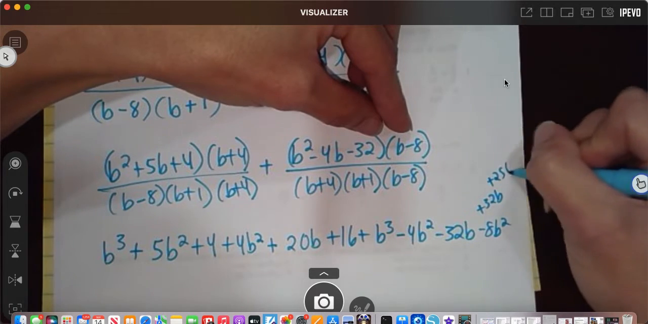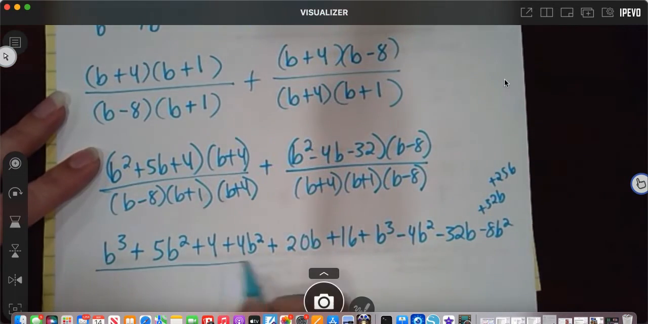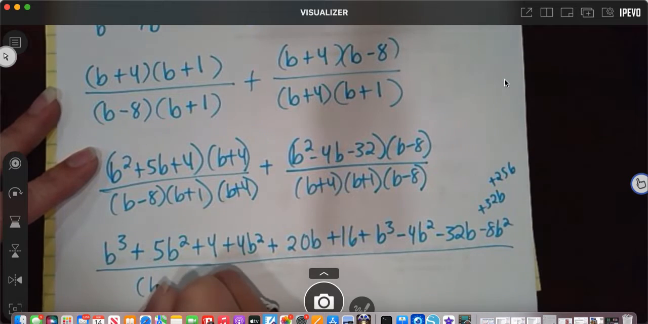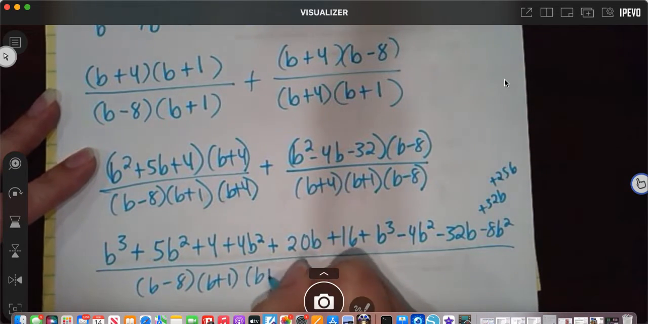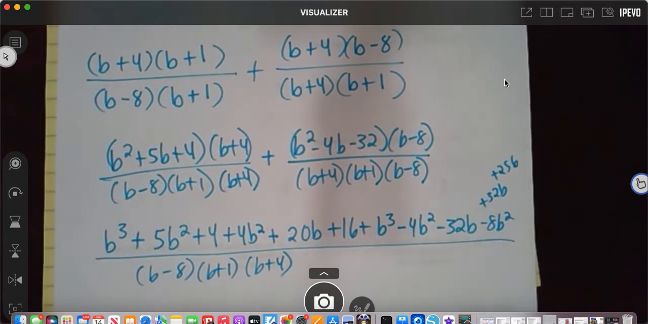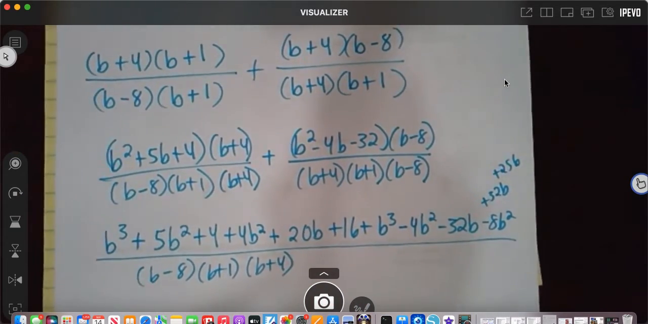Plus 256. Okay, that's all in my numerator. And then my denominator is my B minus 8, B plus 1, and B plus 4. This denominator is so small. Wow, isn't this great?